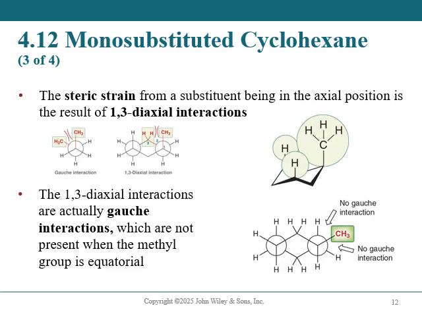The steric strain from a substituent being in the axial position is the result of the 1,3 diaxial interactions. So these are repulsion interactions. These actually increase the overall energy of your molecule. The 1,3 diaxial interactions are actually gauche interactions, which are not present when the methyl group is equatorial. So removing that interaction actually makes your system more stable, which is why for methylcyclohexane, that is the preferred position.